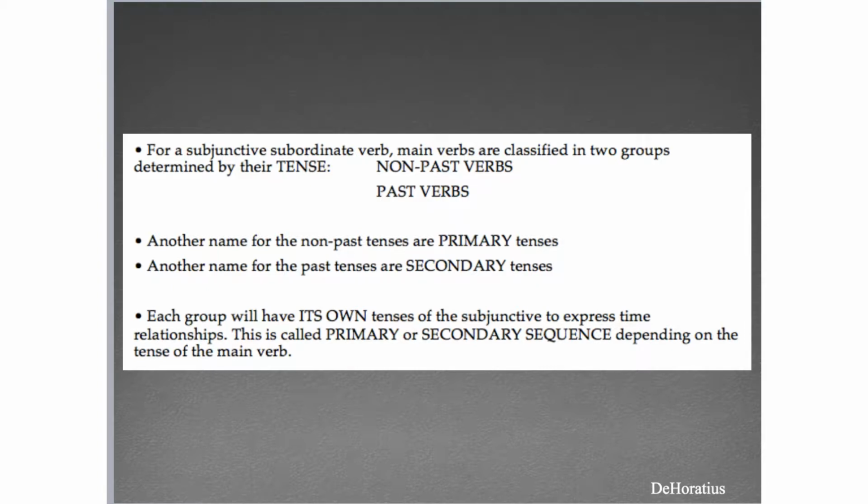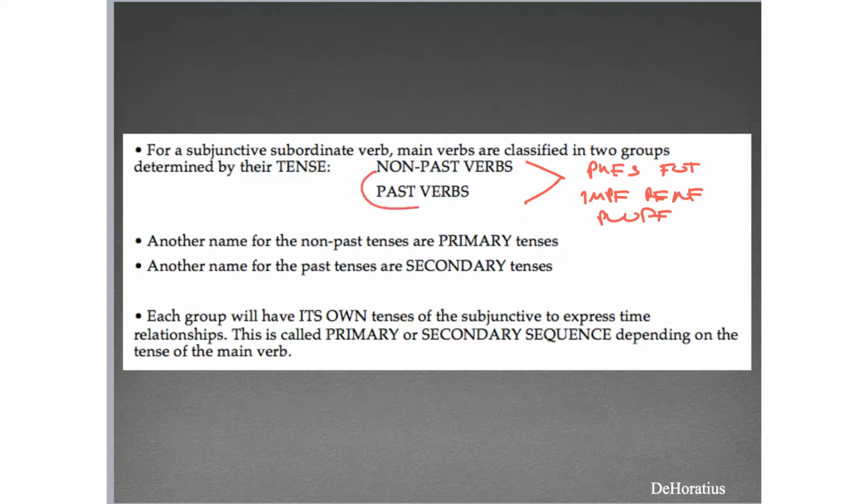All right, so when we're dealing with subjunctive subordinate verbs, your main verbs have two groups. So either non-past verbs or past verbs, okay? So non-past verbs are basically going to be your present and future. Future includes future perfect, though that's relatively rare. And then past is going to be your imperfect, your perfect, your pluperfect. All right? So non-past: present, future, future perfect. Past: imperfect, perfect, pluperfect.